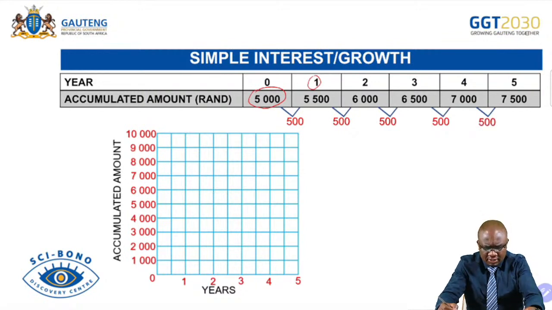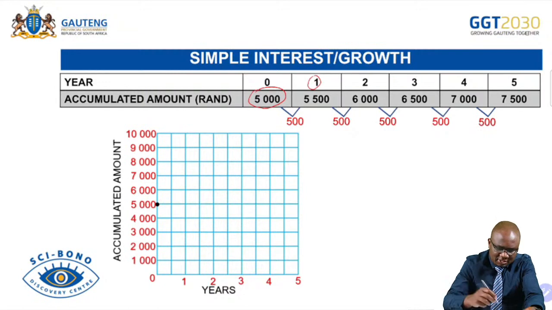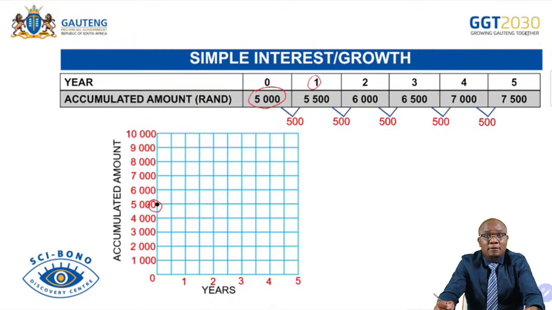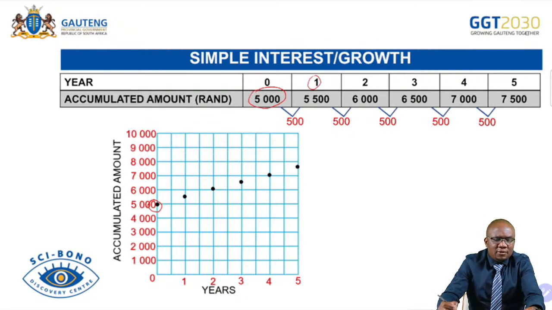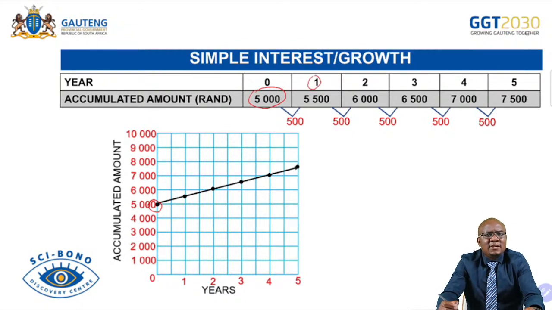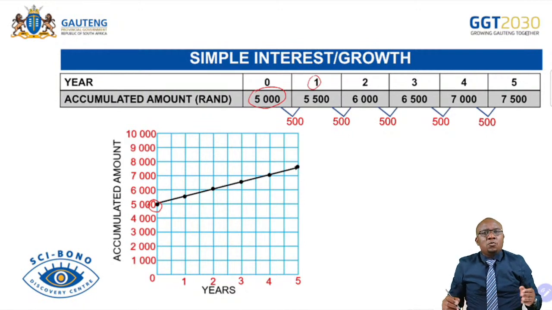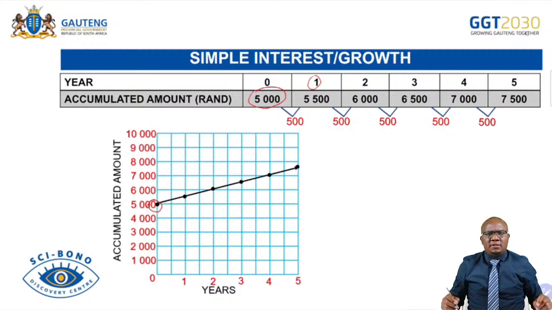Right, let's plot our points. Now we have this point here. This is the money invested. That's where it starts. We started with 5,000. It went up to 5,500, to 6,000, to 6,500, 7,000, 7,500. Okay, let's join our points. What type of graph is this? Right, now I want you to have 1 minute. What do you observe? What have you learned about simple interest? Let's have 1 minute.